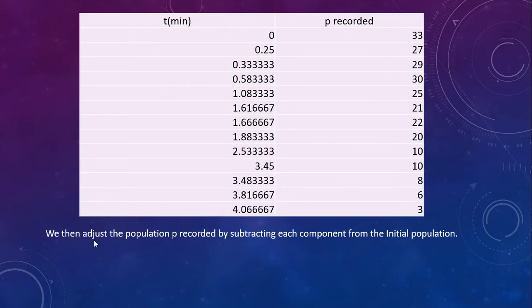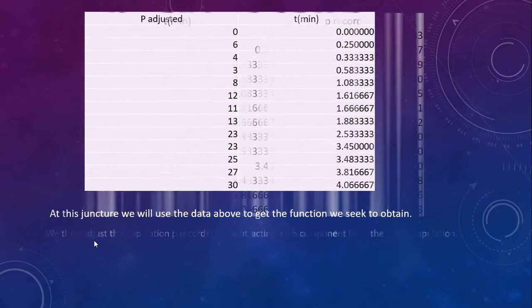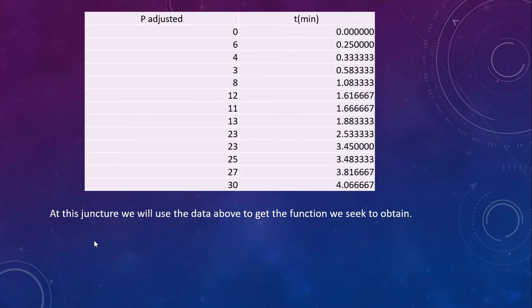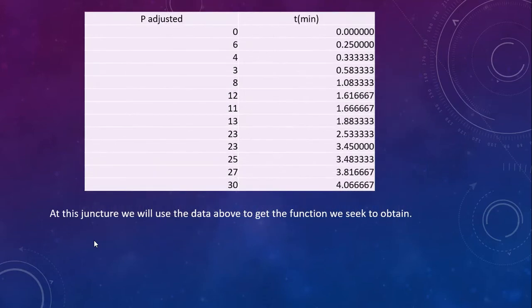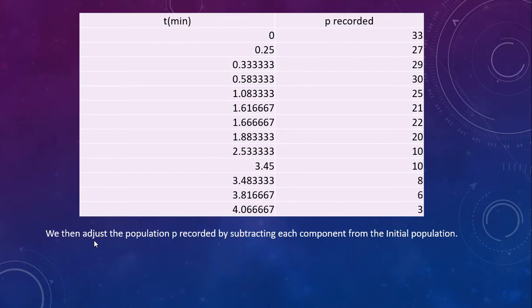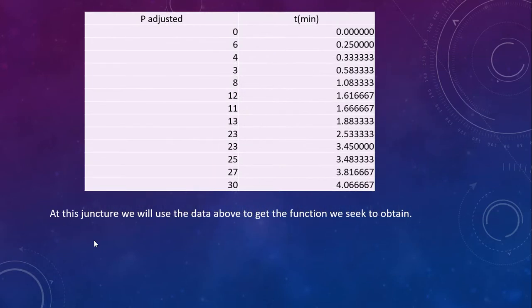After we have gotten this table, we then adjust the population P recorded by subtracting each component from the initial population. So for the recorded value P, I use 33 to subtract them all. So this is what we are going to have. The adjusted population will now be 0, because 33 minus 33 is 0. 27 minus 33 will give me a value that is here, that is 6. 29 minus 33 will also give me 4, and so on like that. So this is how I arrive at this table.